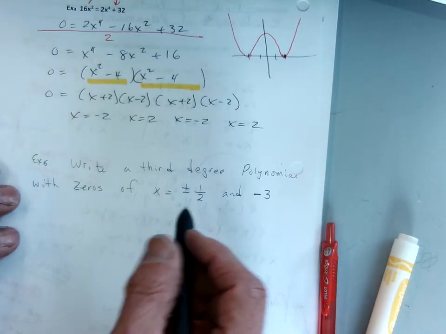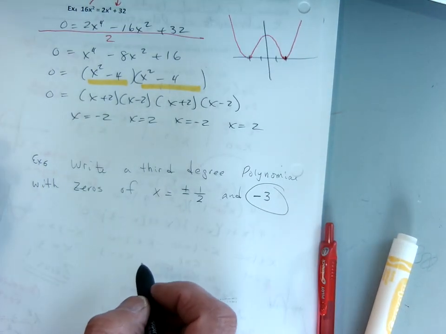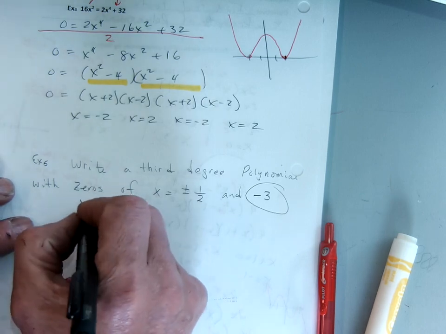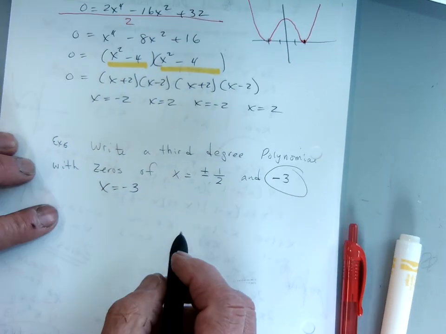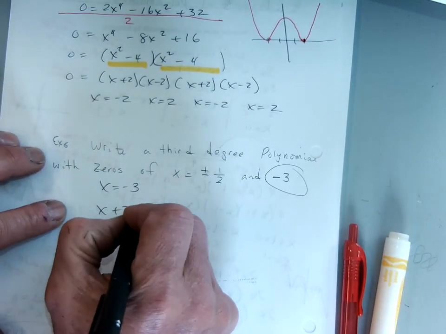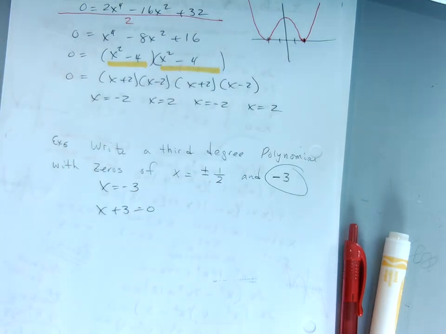So I know that negative 3 is an answer to a mini equation. If negative 3 was an answer to a mini equation, it had to have an x plus 3 equals 0 as its mini equation. Okay? And you can do that. Does this make sense? Watch. If negative 3 was an answer, it had to come from x plus 3.